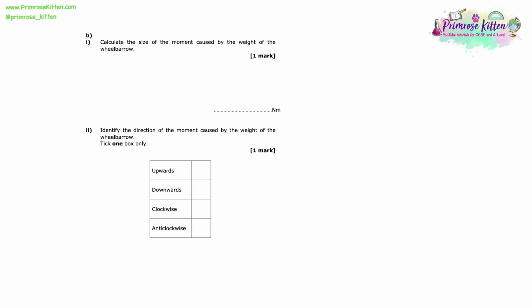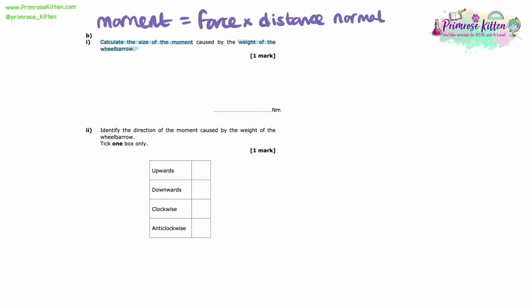So now we need to calculate the size of the moment caused by the weight of the wheelbarrow. So first things first, let's remind ourselves of how we calculate the moment. So we should know that the moment is equal to the force times by the distance normal to the force. And normal means right angles or perpendicular. That's probably what you're more familiar with.